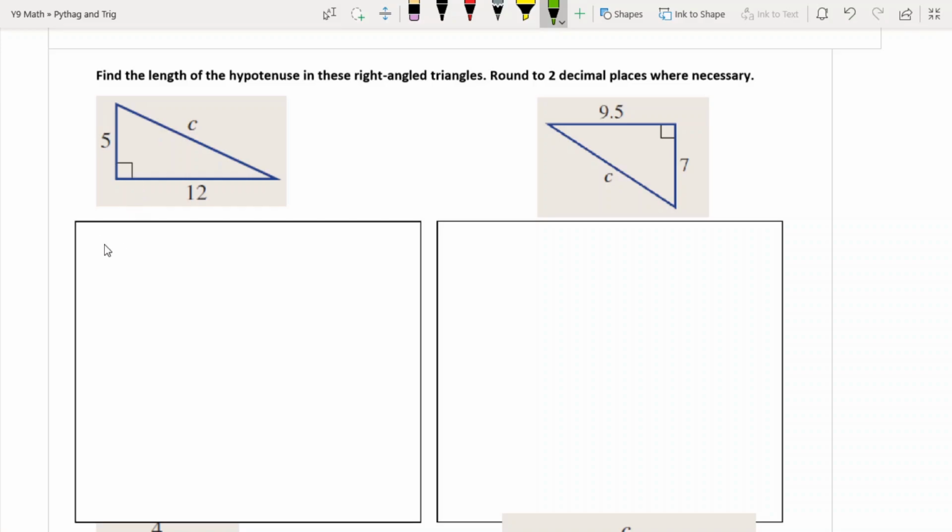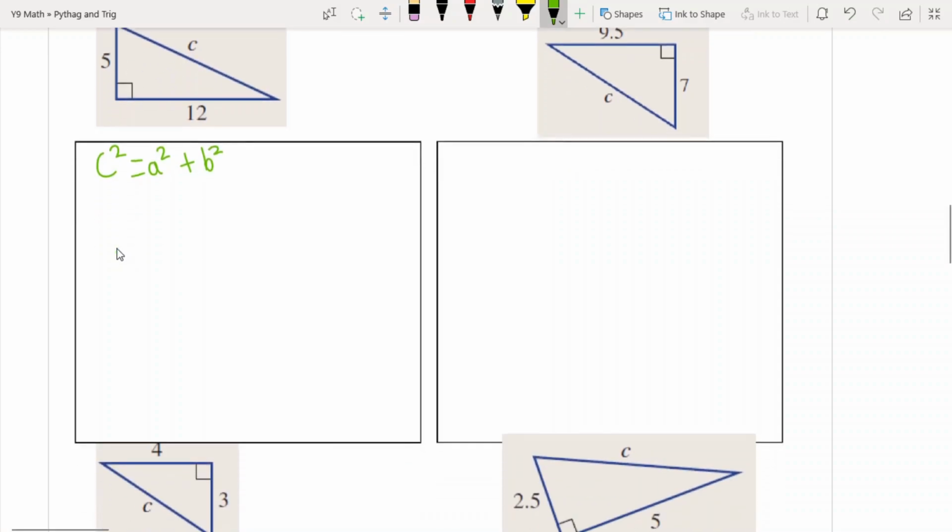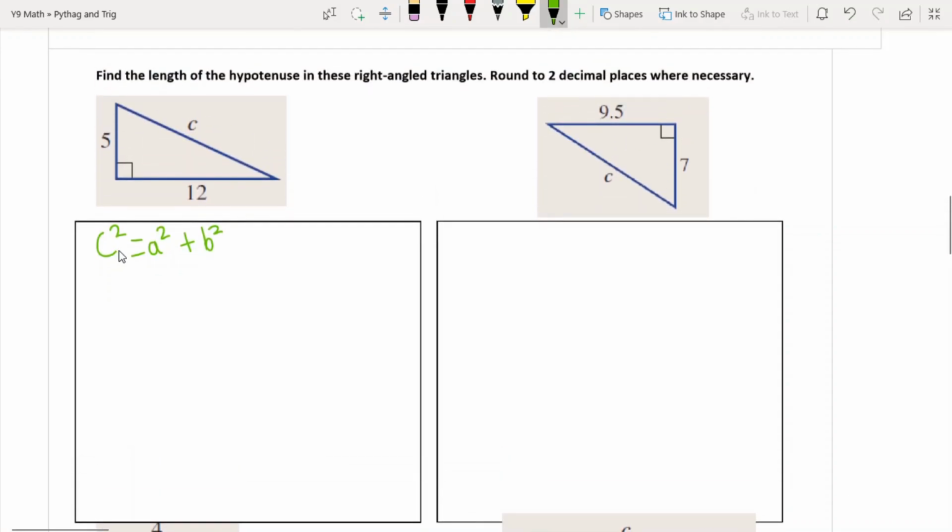Alright, so I'm going to start every question by writing out the formula once again: C squared equals A squared plus B squared, because the more we write it out, the less likely we are to forget it. Let's substitute these values in. Let's say that one is A and that is B. That gives us 5 squared plus 12 squared, which gives us 25 plus 144, and that gives us a value of 169. So C squared equals 169.